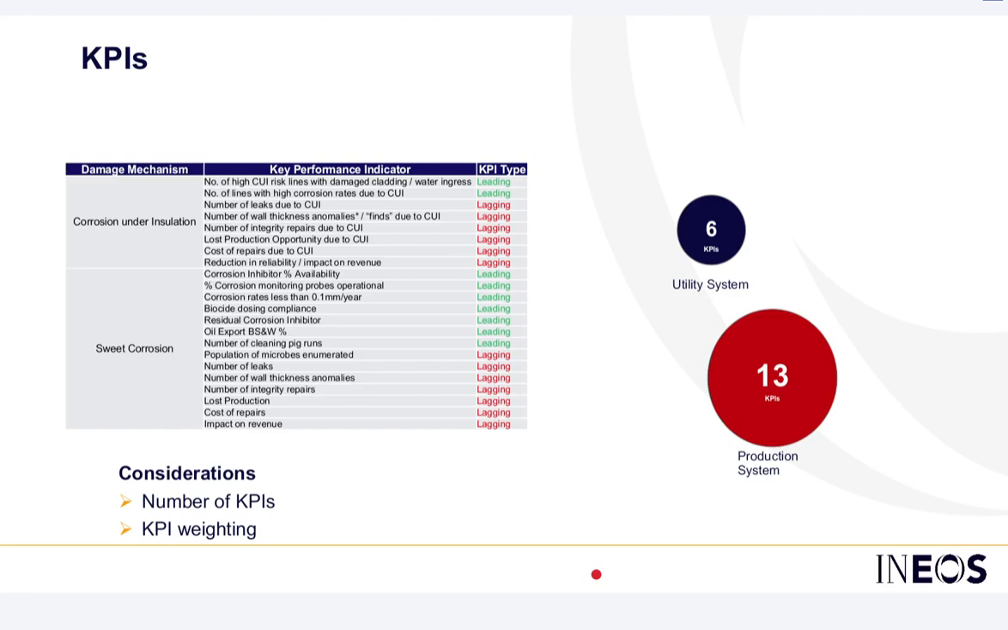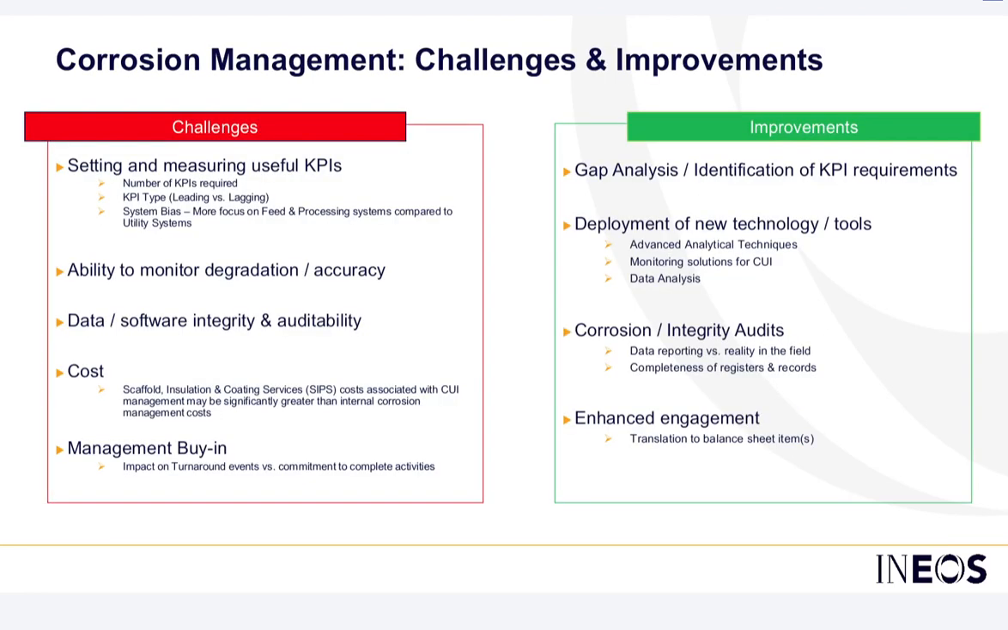Now, not all KPIs are created equally, and sometimes there's a bit more focus on KPIs specifically focused on certain damage mechanisms, or there might be system bias. That is, you might be looking at the more critical systems, whereas there might be a utility system that is also critical that can bring down all the operations. So there has to be that careful thought when KPIs are being designed.